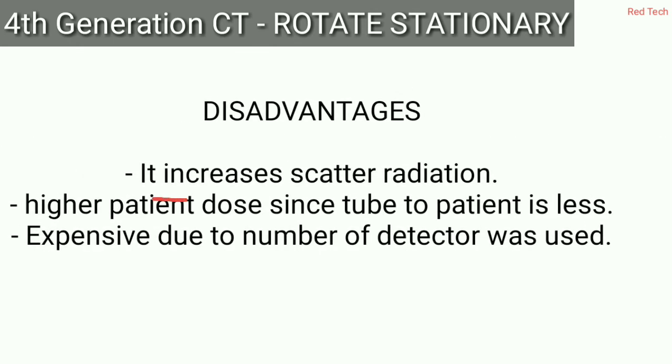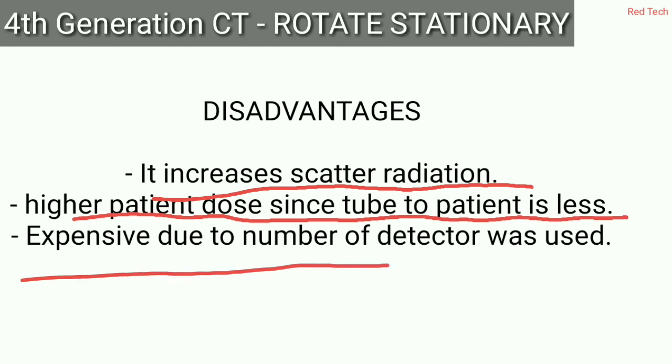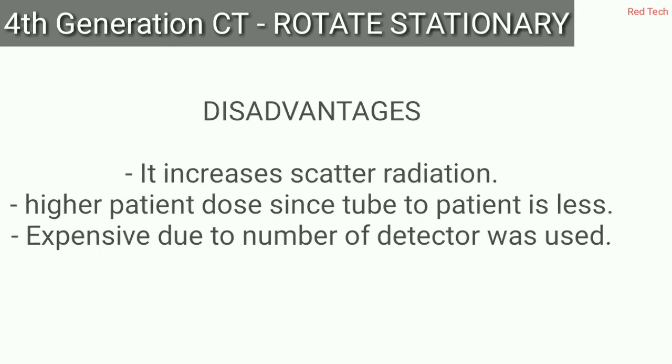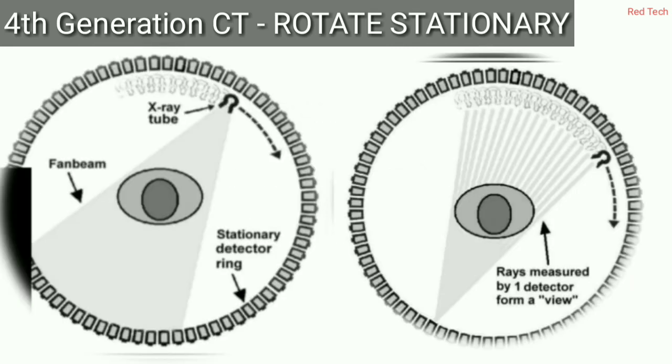So now look at the disadvantages. It increases scatter radiation. Obviously, when you increase the detectors, it may increase scatter radiation also, as we have seen in the previous generations. Higher patient dose, because since the tube to patient distance is less, a higher patient dose will go through. And it is expensive due to the number of detectors used. This is common sense: when a large number of detectors are used, the CT machine becomes expensive.